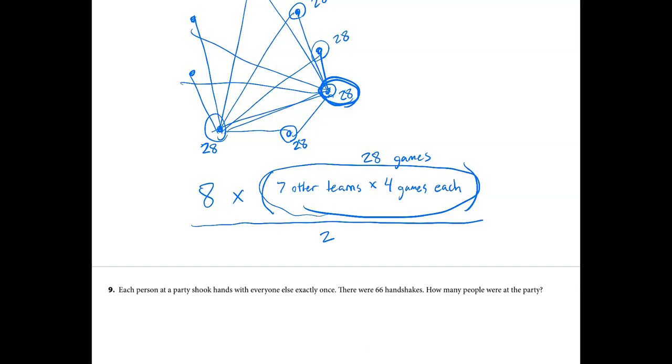Oh, and the Broncos had this many teams. So in the end, we know they played each other, and we counted it twice. Once for the Eagles, once for the Broncos, for sure. Every game got counted twice, so we divide it by 2. So the answer is 8 times 28 divided by 2.